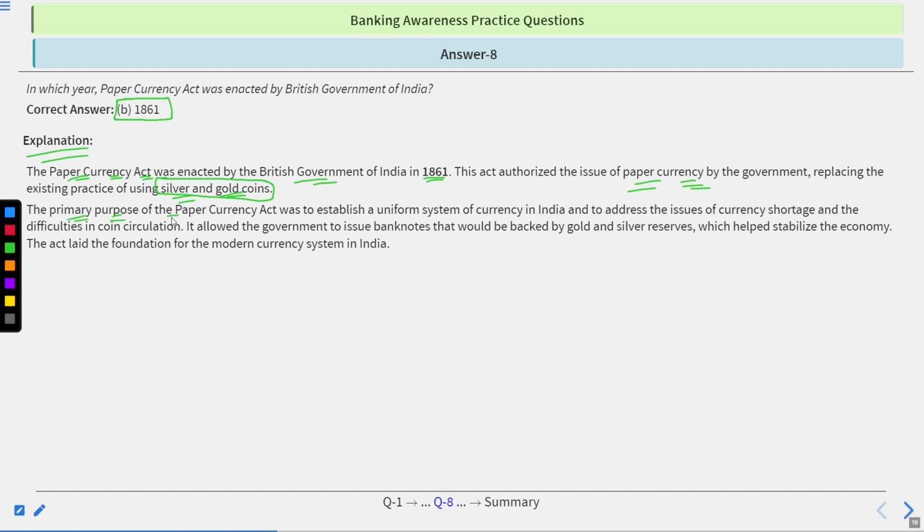The primary purpose of the Paper Currency Act was to establish a uniform system of currency in India and to address the issue of currency shortage and the difficulties in coin circulation. It allowed the government to issue banknotes that would be backed by gold and silver reserves, which helped stabilize the economy. The act laid the foundation for the modern currency system in India.